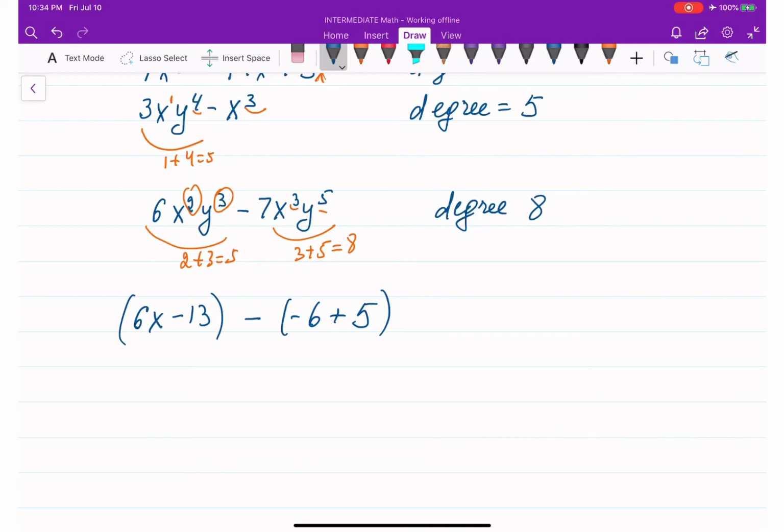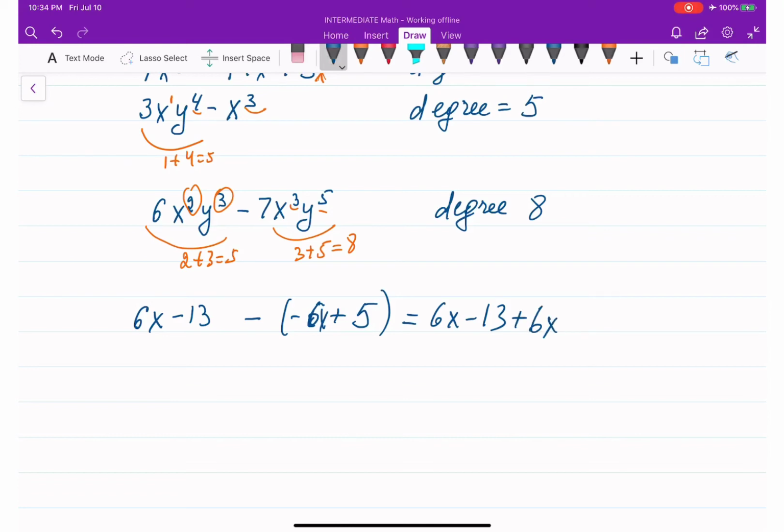Now, I'll tell you one thing here. If you take the parentheses away from 6x minus 13, nothing will change. When you see parentheses, it's usually for readability, easy to read. Like 6x minus 13, you need to subtract negative 6x plus 5. That's all. But I don't see the reason to put the parentheses there. So this is equal to 6x minus 13, since we have a negative sign here, it's going to flip every single sign in the parentheses. So negative 6x will become positive 6x.